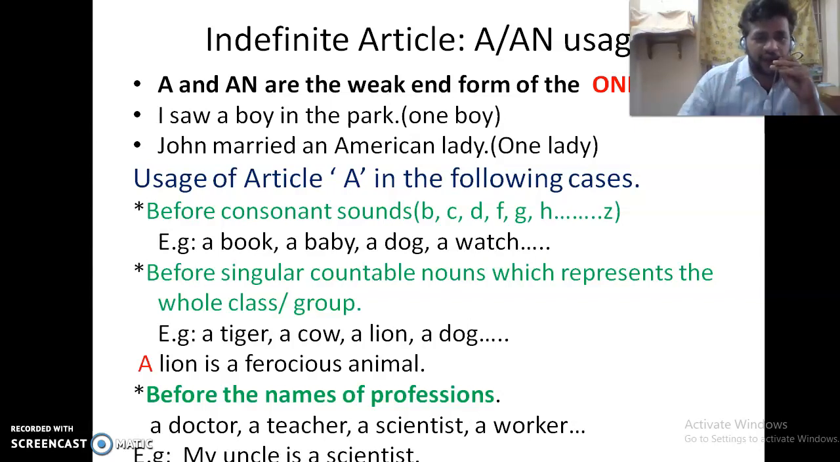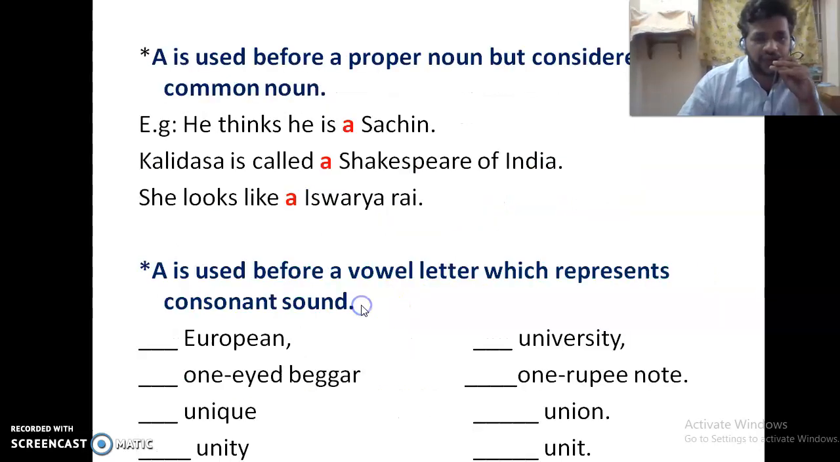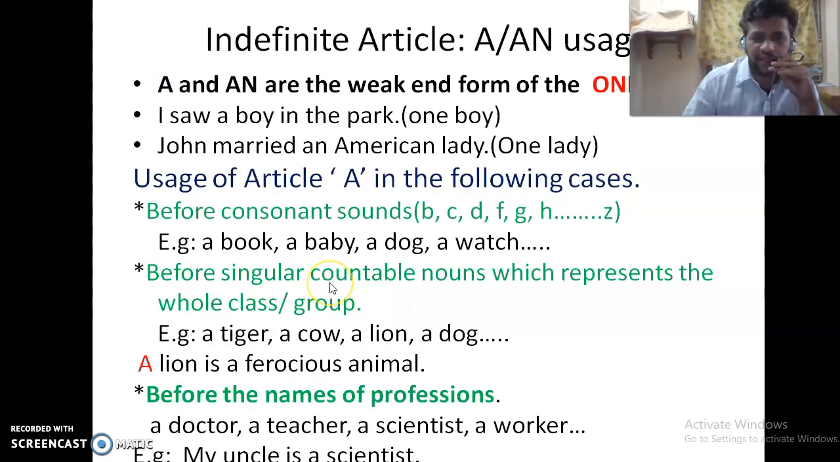Next, second rule, A is used before singular countable nouns which represent the whole class. You know the countable nouns, those we are able to count. Those nouns are known as countable nouns. Some nouns we are unable to count, which are known as uncountable nouns. So A is used before the singular countable noun, but which represents the entire class or group.